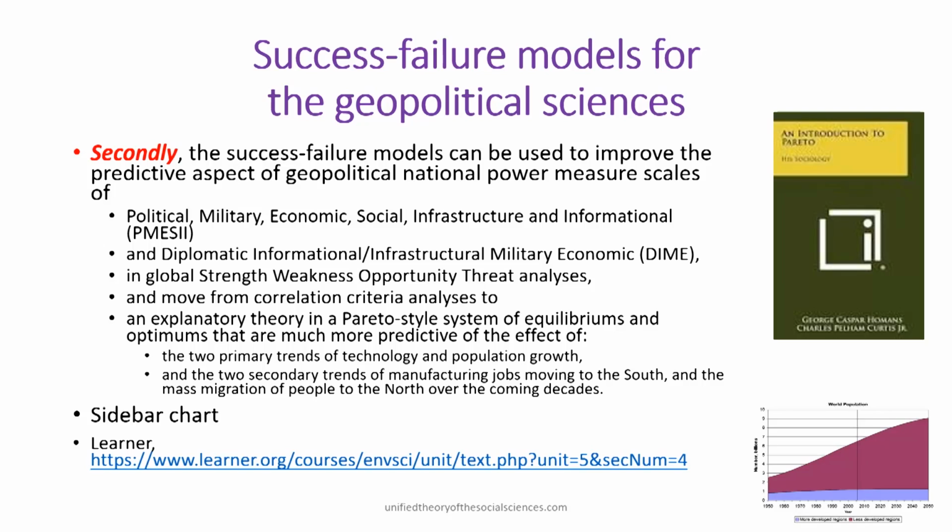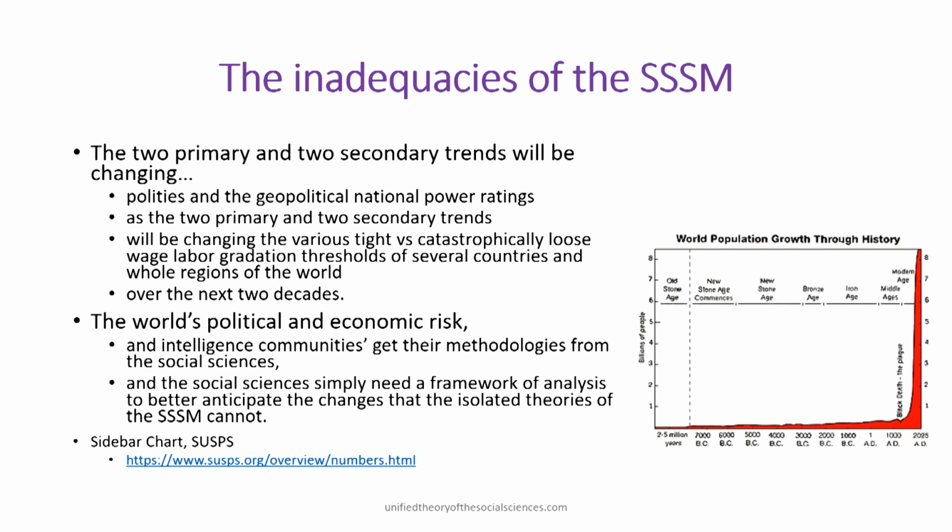Secondly, the success-failure models can be used to improve the predictive aspect of the geopolitical national power measurement scales of PMESII, DIME, and SWOT analysis, and move from correlation criteria analysis to an explanatory theory in a Pareto-style system of equilibriums and optimums that are much more predictive of the effect of the two primary trends of technology and population growth and the two secondary trends of manufacturing jobs moving to the south and mass migration of people to the north over the coming decades.